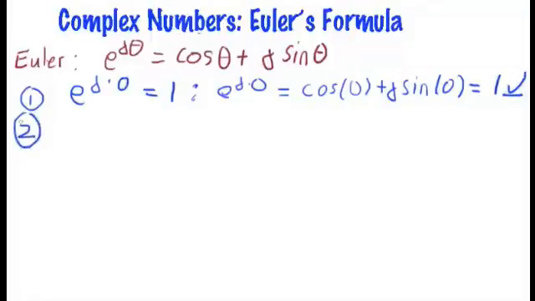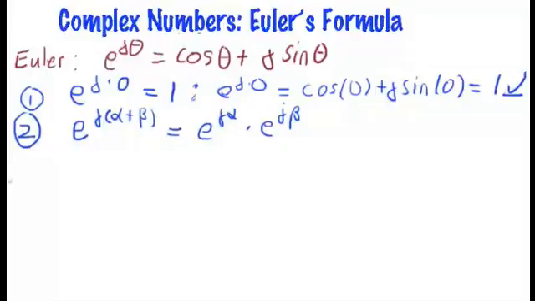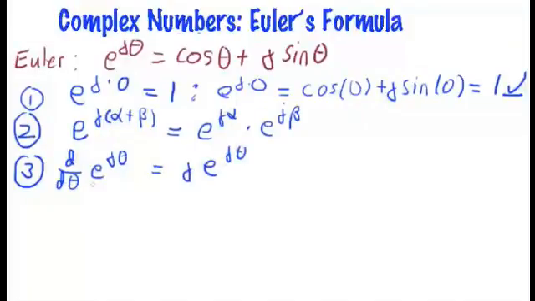Property 2 says that complex exponentials satisfy the law of exponents. e to the j times alpha plus beta equals e to the j alpha times e to the j beta. Adding exponents is multiplying numbers. 3. The usual differential rules hold. d by d theta of e to the j theta equals j e to the j theta. And property 4, I'll simply say it this way: power series are consistent.